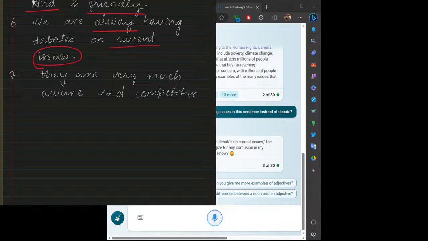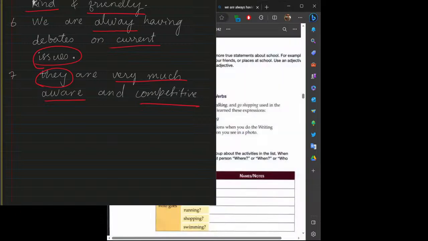So they are very much aware and competitive. So they are very much aware and competitive. Or the adjectives, the classmates. All right. These are the 7 sentences.